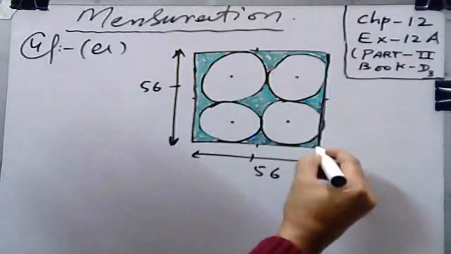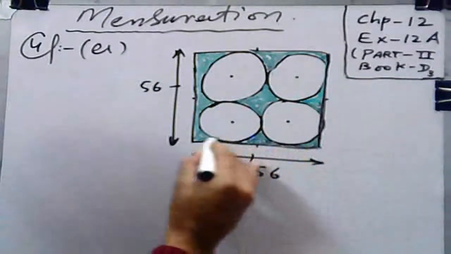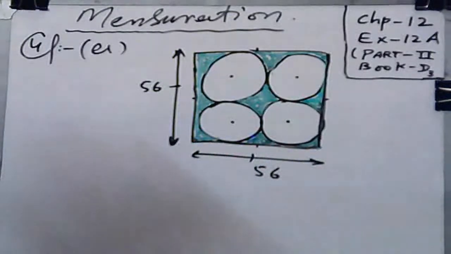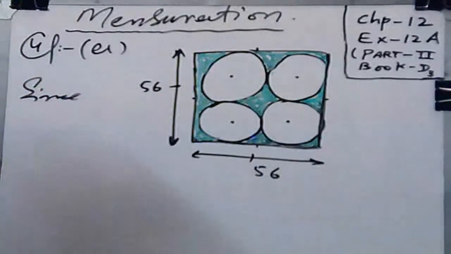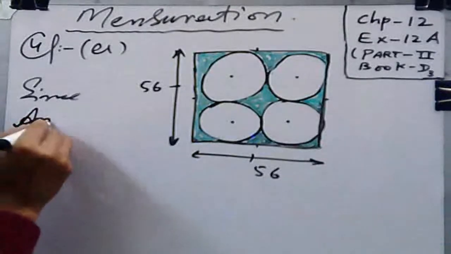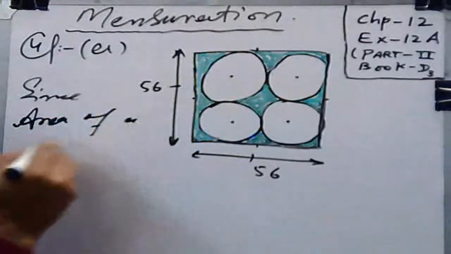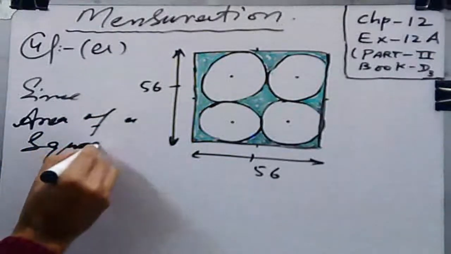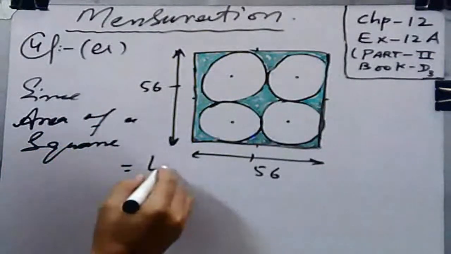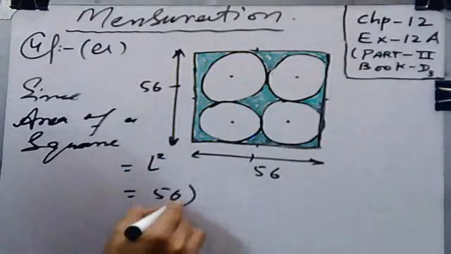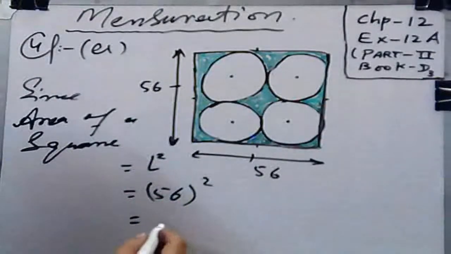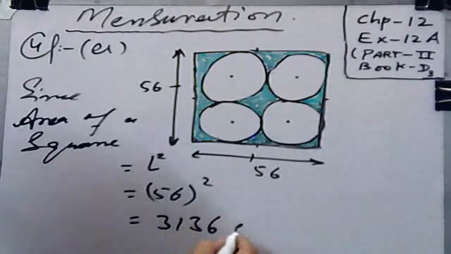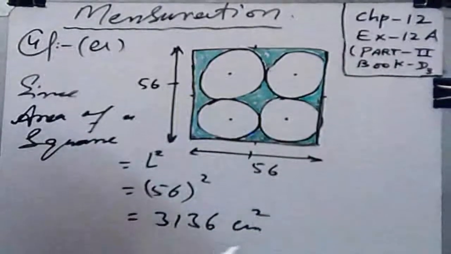Now, area of the full square. This is your diagram. Area of a square is equal to L squared, that is 56 squared, because both sides are the same length. So that is equal to 3136 centimeter square. That is the area of the square.